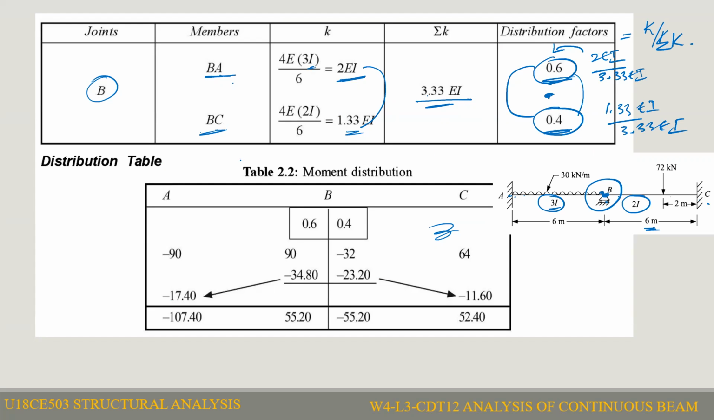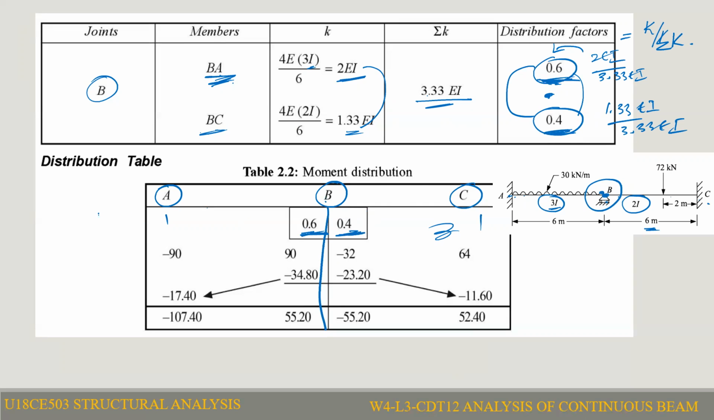So after calculation of distribution factors, we need to form the distribution table. This is the distribution table. In this table, first we need to write the joints A, B, C, as well as the distribution factors. We need to draw this table first. After that, on the left side of the table, that is the BA side, we need to write the distribution factor. The distribution factor of BA is 0.6, which we need to write here. The distribution factor for BC, which we calculated as 0.4, you need to write here.